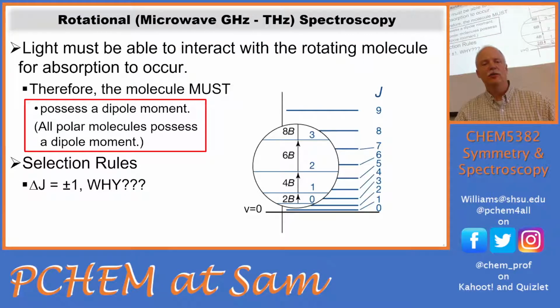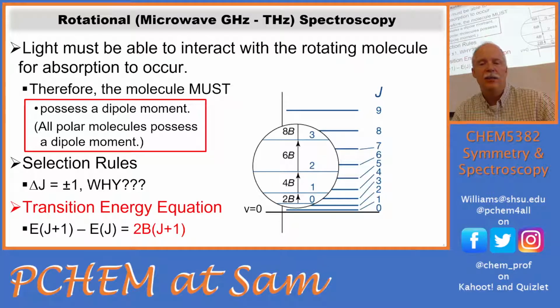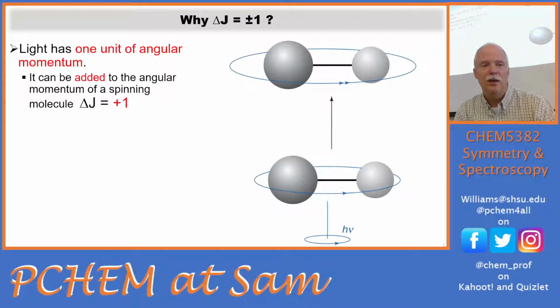And then the selection rules are delta J plus or minus 1. Now, to answer the question why, it's because light has 1 unit of angular momentum. I always was frustrated by that because in our vibrational transitions, we use the transition dipole moment integral to come up with our selection rules. Particle in a box, transition dipole moment integral for our selection rules. But when we got to rotation, everybody just talks about angular momentum. It's like, where was angular momentum before? Where did this argument come from? And so light has one unit of angular momentum.